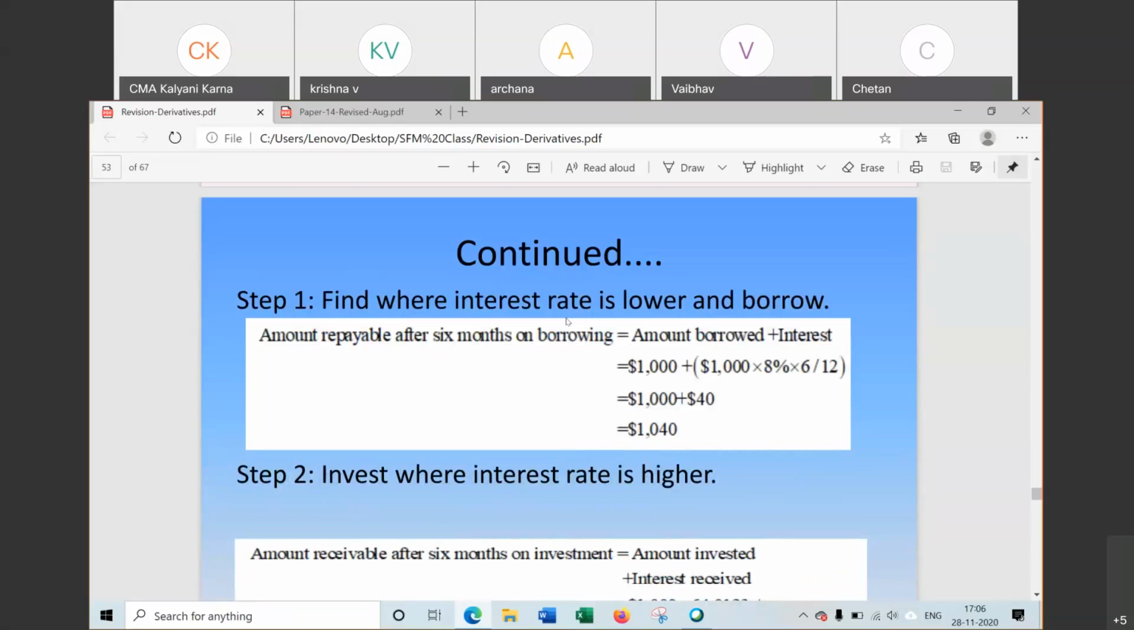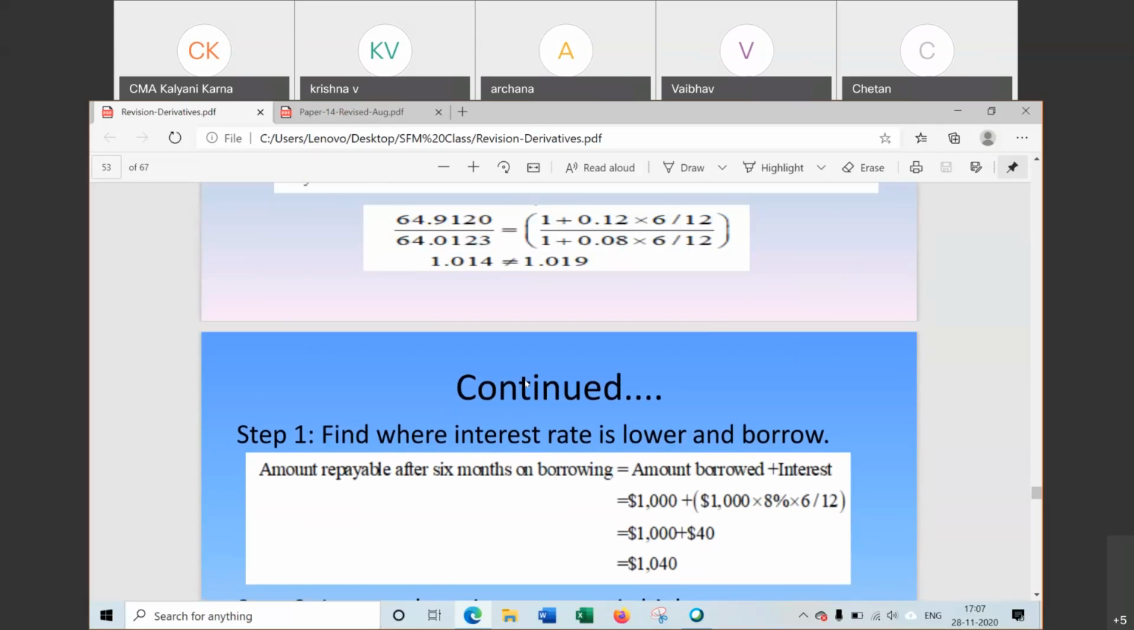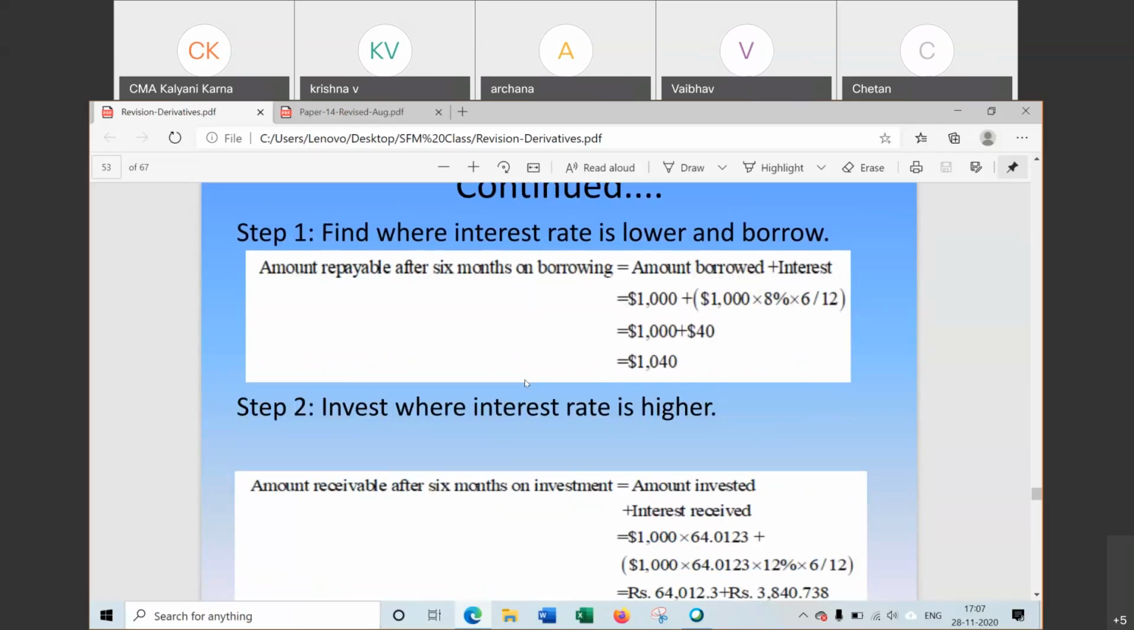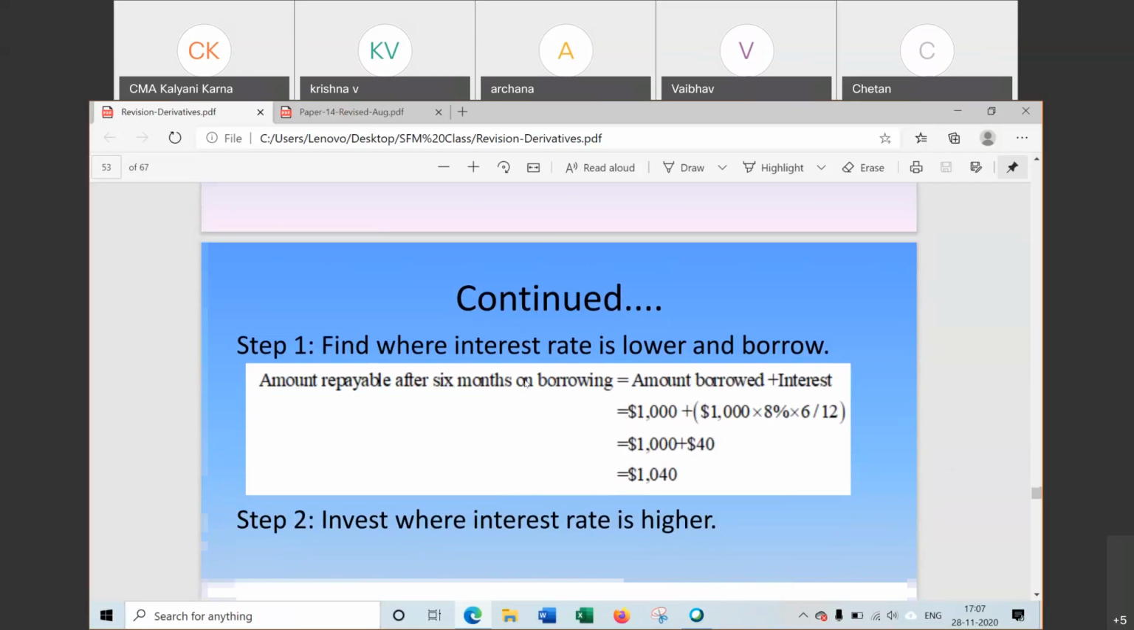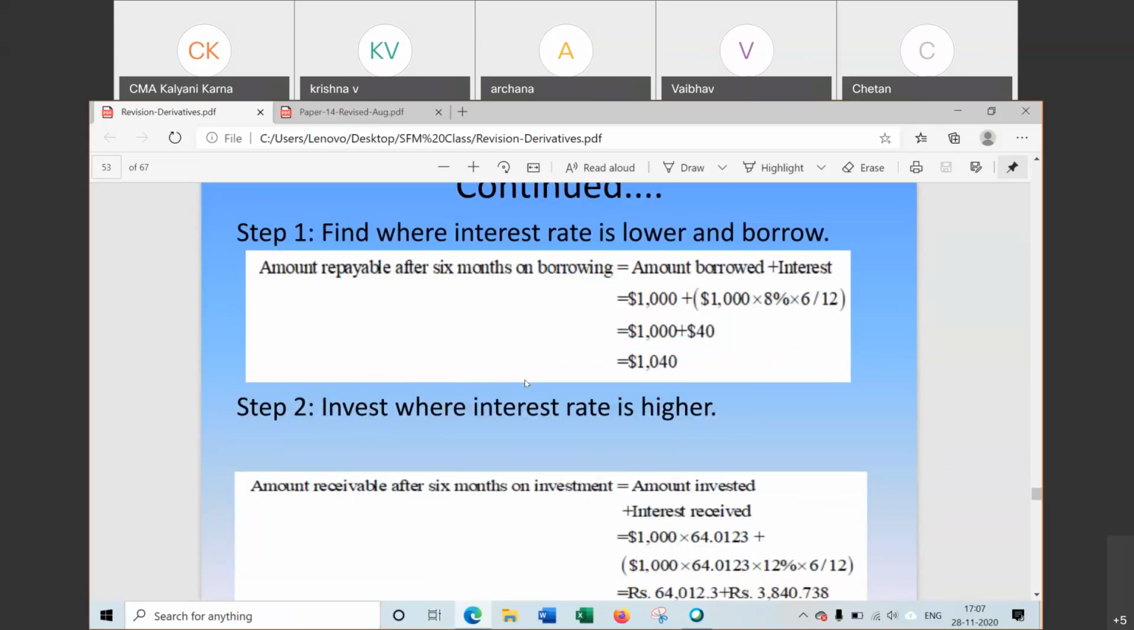Step 1, find where interest rate is lower. I am taking this one faster because you must have already read the revision. I am doing the revision fast, otherwise it will be boring. You have already read all these things, we are just revising for your quick revision.